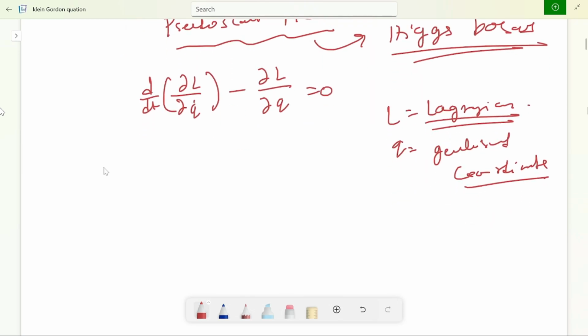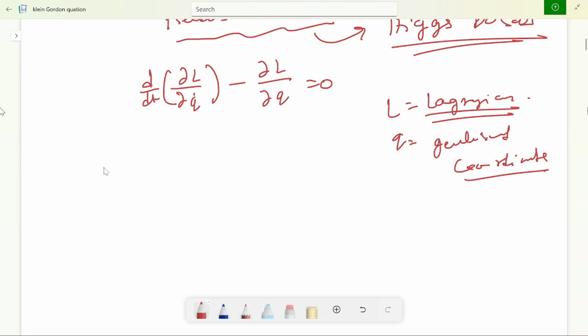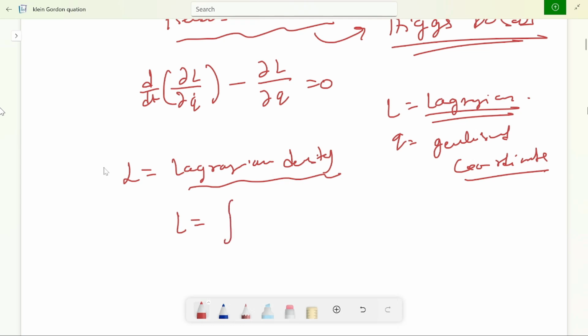Here, a new concept of Lagrangian density is introduced. I'll denote the Lagrangian density with a curly L. This is your Lagrangian density, and the notion of Lagrangian is still there, but the Lagrangian now is defined as L equals the integral over the entire space, that is the volume integral, of your Lagrangian density. This is the Lagrangian now.